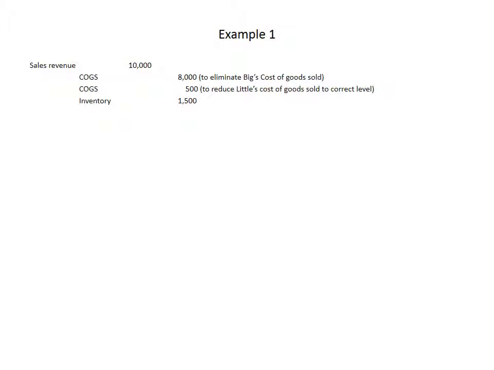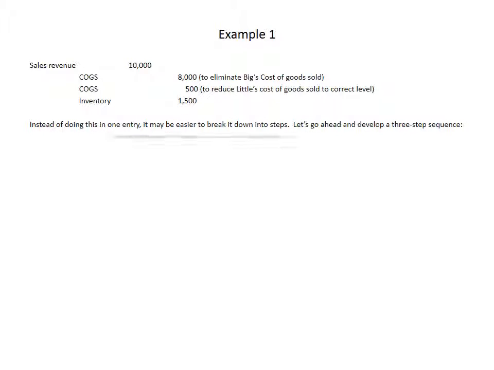So again, this is the entry we just left off with. Now, instead of doing this one entry, as is probably apparent by now, I like to break things down into discrete steps. Let's go ahead and break this into a 3-step sequence, because again, it can get a little confusing when you have some merchandise being resold and others not being resold. So that entry could get a little convoluted. So if we break it down into bite-sized pieces, it's usually easier to follow through the process.